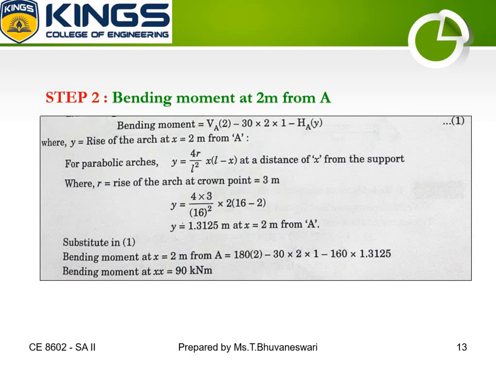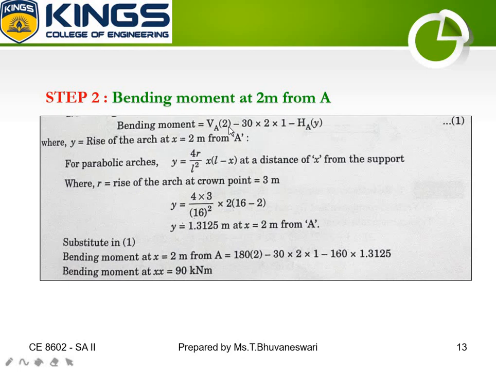Initially I said that in parabolic arches, if we want to find the rise at a particular distance, we have to use this formula. Here R represents the rise, L is the length of the span and X is the sectional distance. In this problem they are asking for a 2 meter distance, so we substitute X as 2, the length of the span as 16 and the rise as 3. So 4 into 3, where 3 is the rise at the crown, into 2, which is the sectional distance, into 16 minus 2, divided by 16 square. So we will get the rise Y equal to 1.3125 at 2 meter from A.